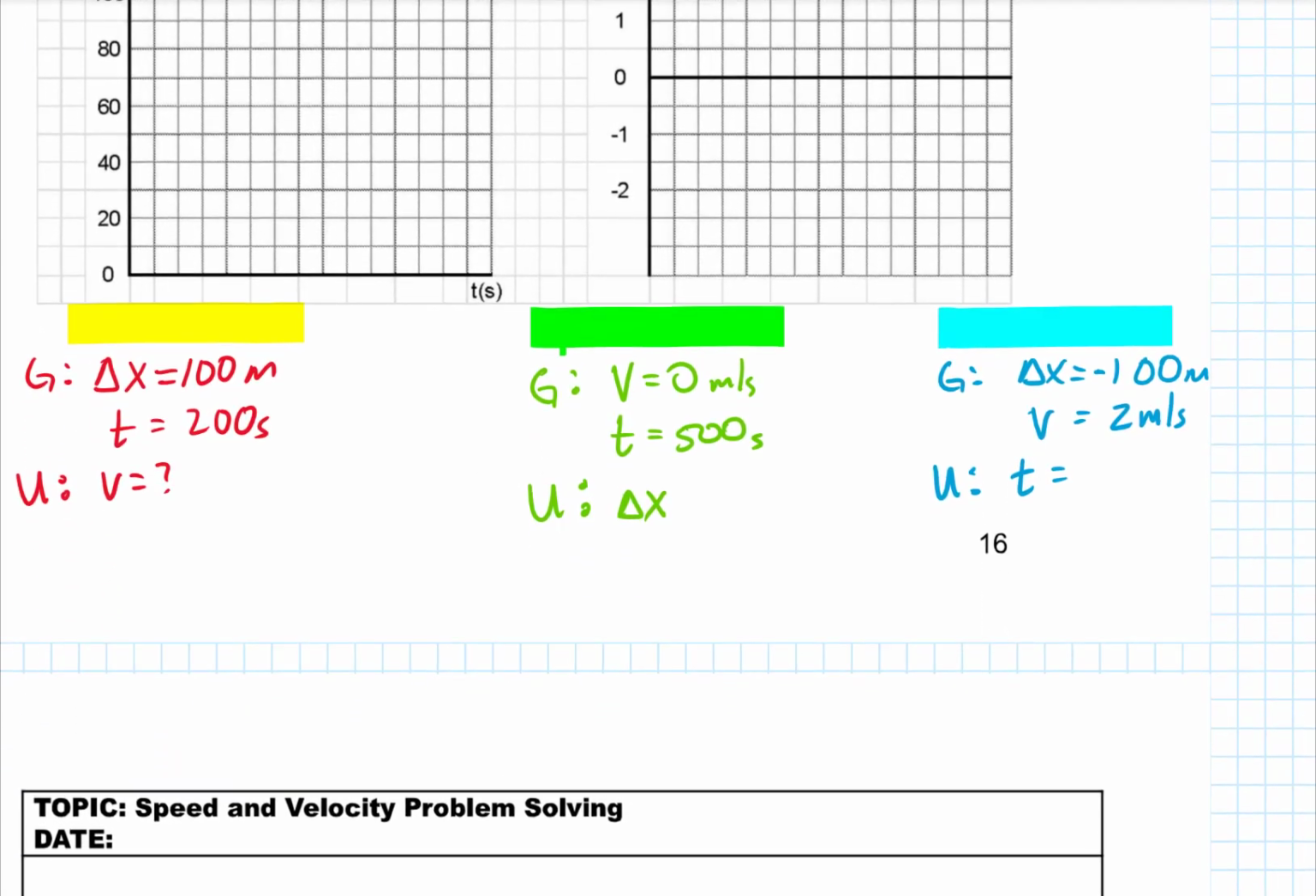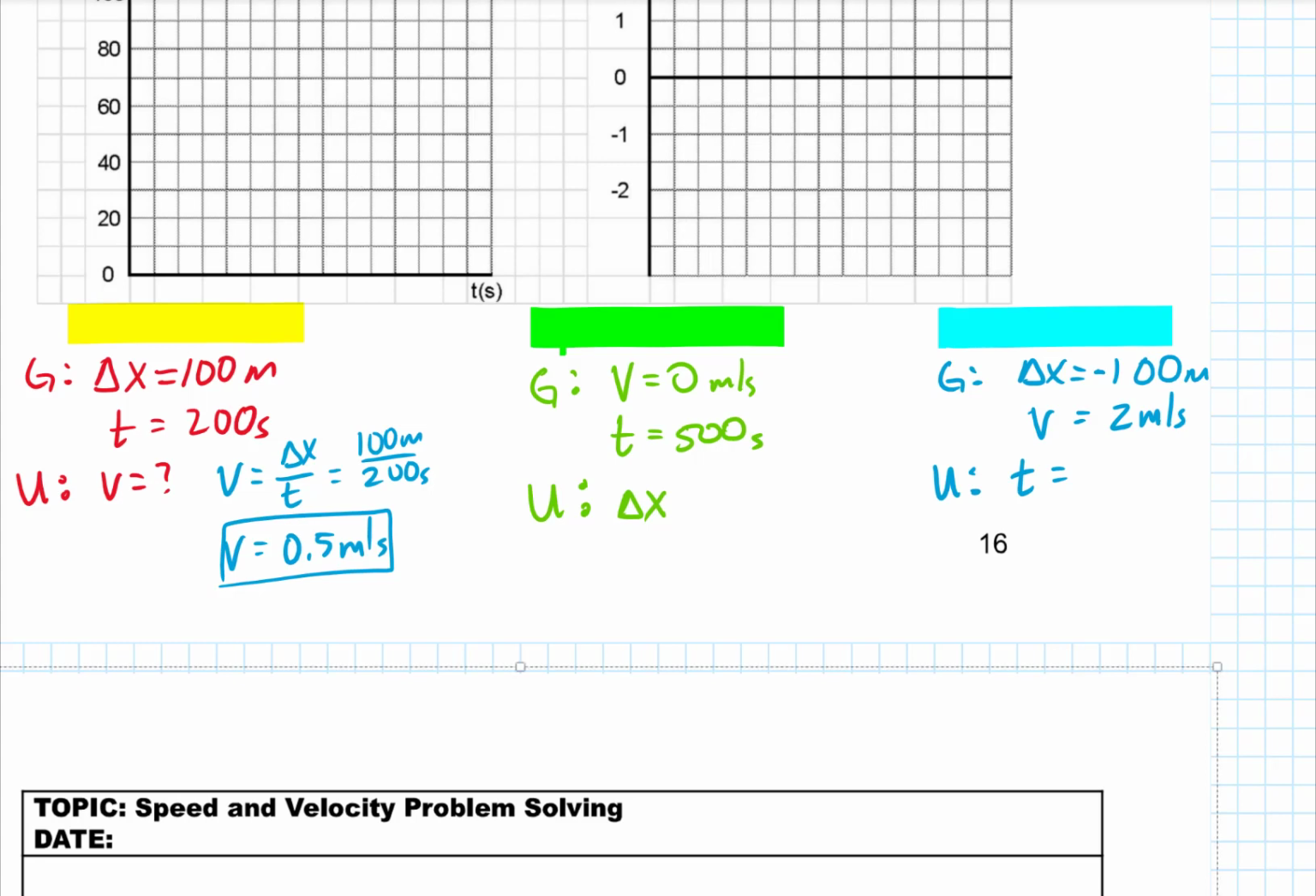So here it's the velocity. I know that velocity is displacement over time. So it's going to be 100 meters over 200 seconds. So the velocity here is 0.5 meters per second. That's what we have for the first chunk of information.